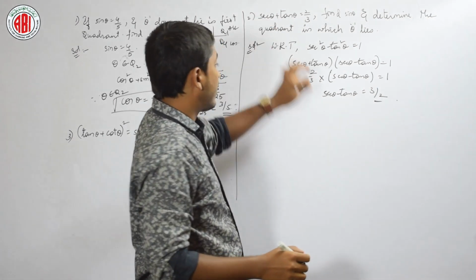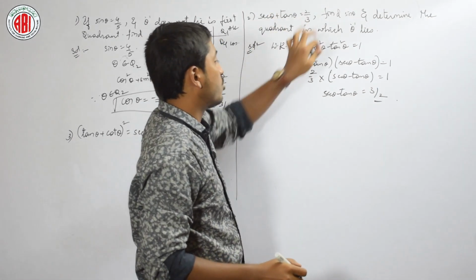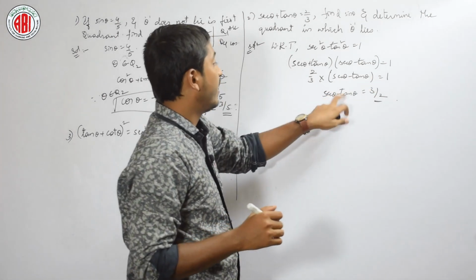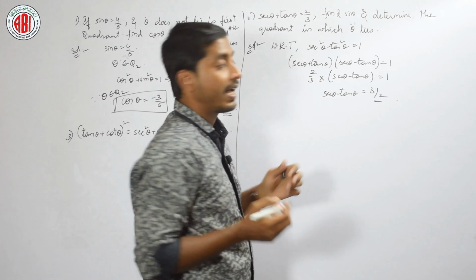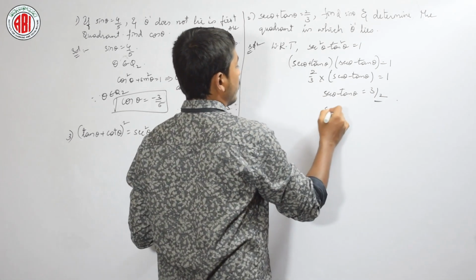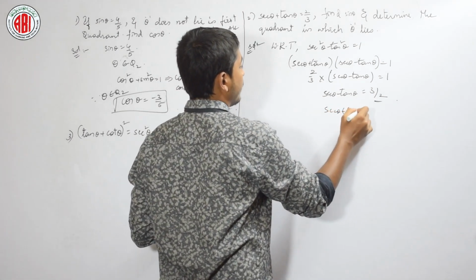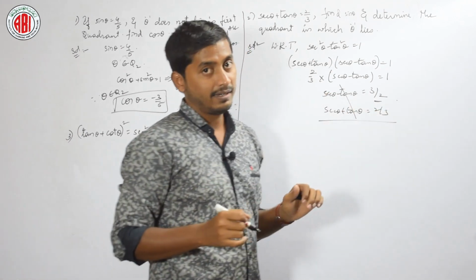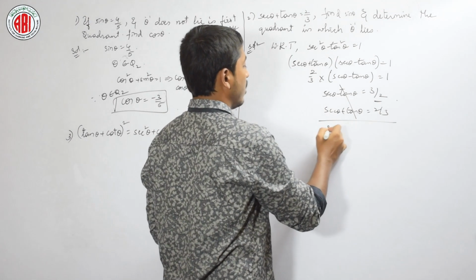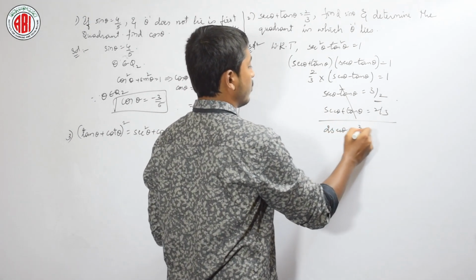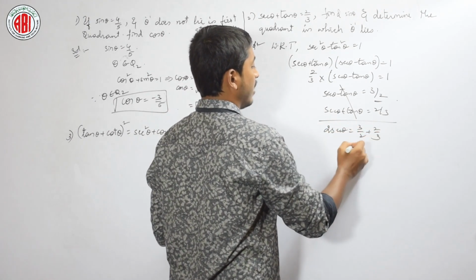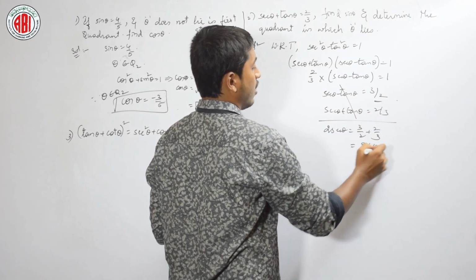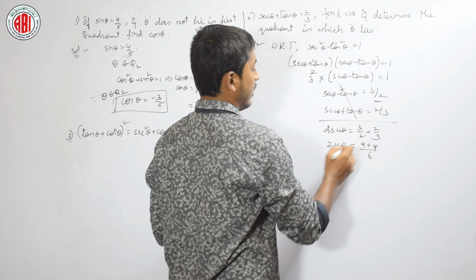Now let us add this and this. Secant theta plus tan theta is 2 by 3, secant theta minus tan theta is 3 by 2. Why add? If we add, this tan and this tan will get cancelled. See here, if we add both, this and this get cancelled, right. Secant plus secant is 2 secant theta, is equal to 3 by 2 plus 2 by 3. Here the LCM is 6, 3 3s are 9, 2 2s are 4. Here it is 2 secant theta.